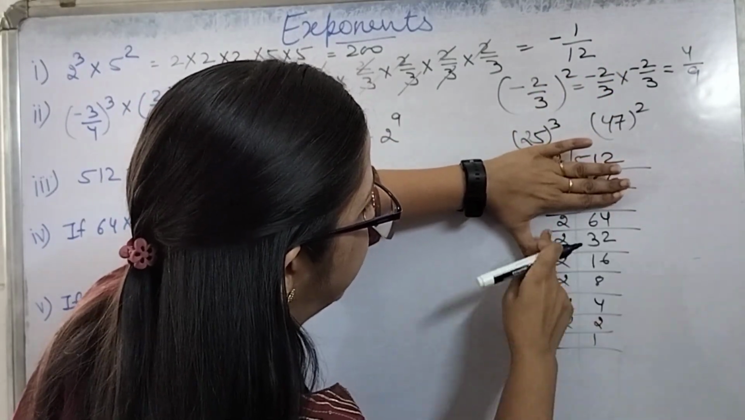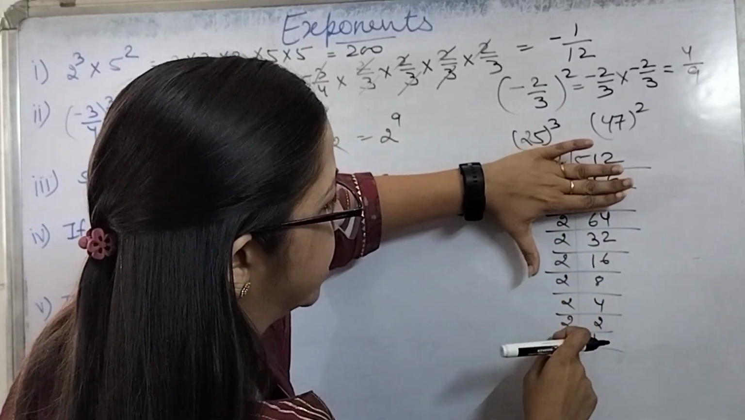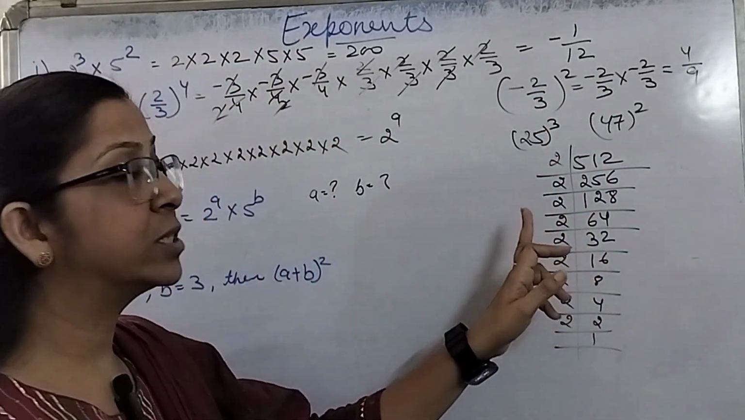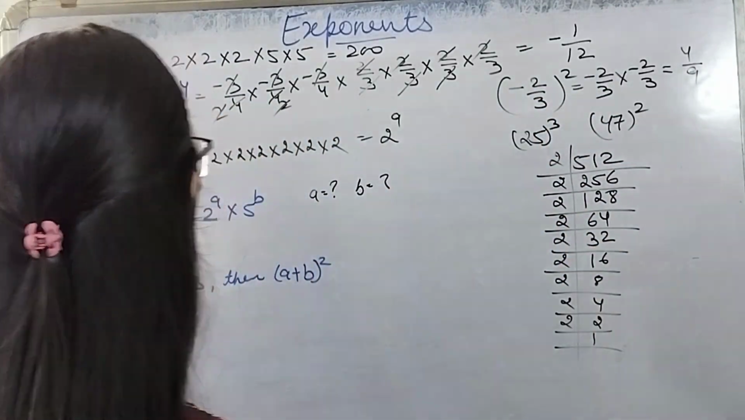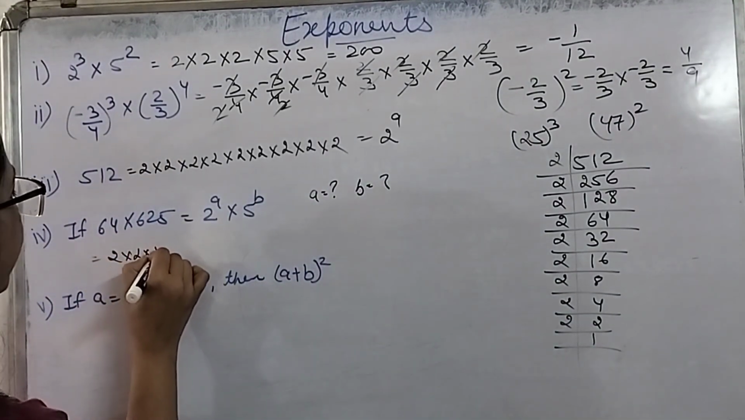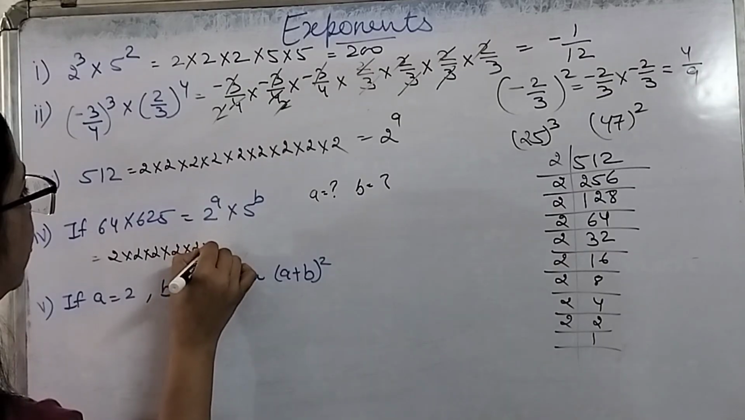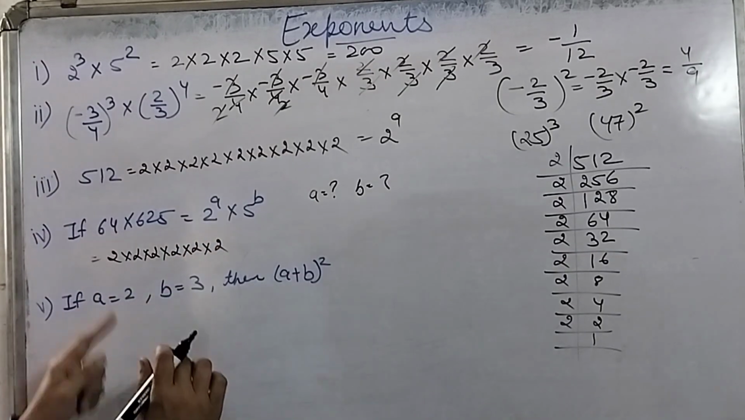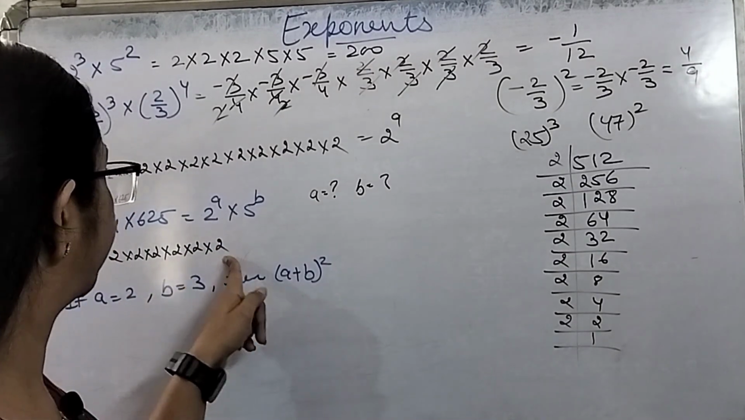So 64 could be written as 1, 2, 3, 4, 5, 6. If we multiply 2 six times, we will get 64. So 64 could be written as 2 multiplied by 2 multiplied by 2 multiplied by 2, 6 times we will be multiplying 2. So this is the value of 64.